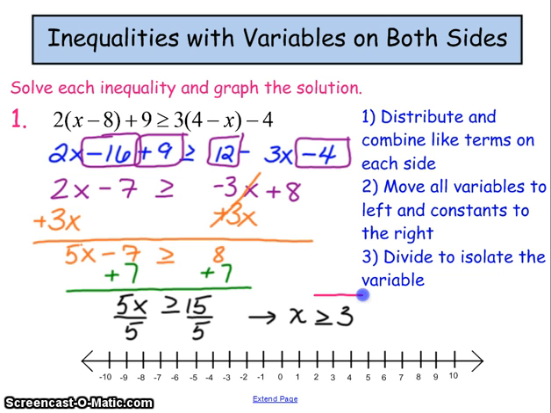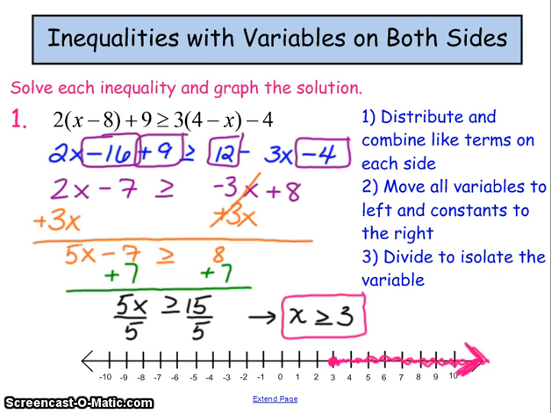So now that we have our answer, x is greater than or equal to 3, we still need to graph the solution. So that means that we need to draw a closed circle at 3 because it's greater than or equal to. And then, since it's greater than, we're going to shade all the way to the right side to say that this can keep going on forever and ever and ever. So we're shading from the closed-in circle to the right, and we're done. This is the basic idea behind solving an inequality with variables on both sides.